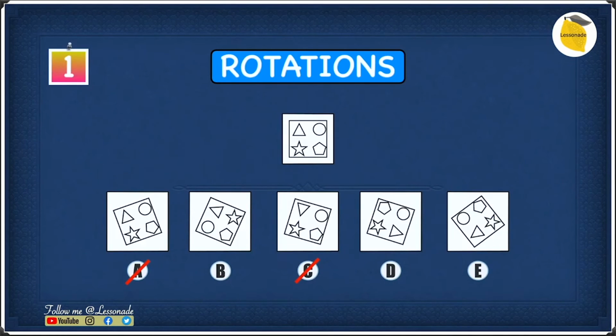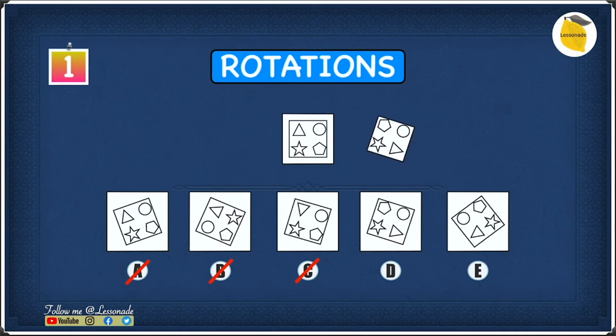Once we manage to cross off the obvious errors, we can then rotate each of these options in our head. So let's start with B. Let's rotate B so that it's at the same angle as the question figure. Once you do that, B is a mirror image of the question figure, because over in the question figure, we have the triangle and the star on the left-hand side, but over in B, they're on the right-hand side. Because they're in the wrong position, we can go ahead and cross off B.